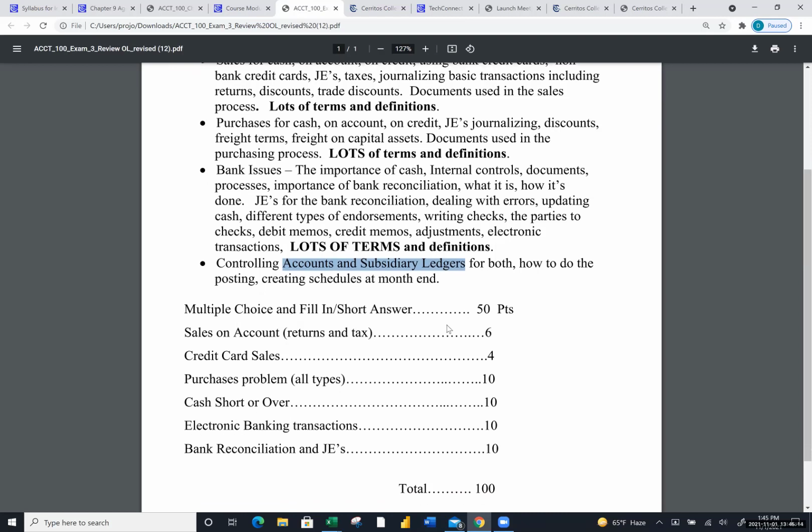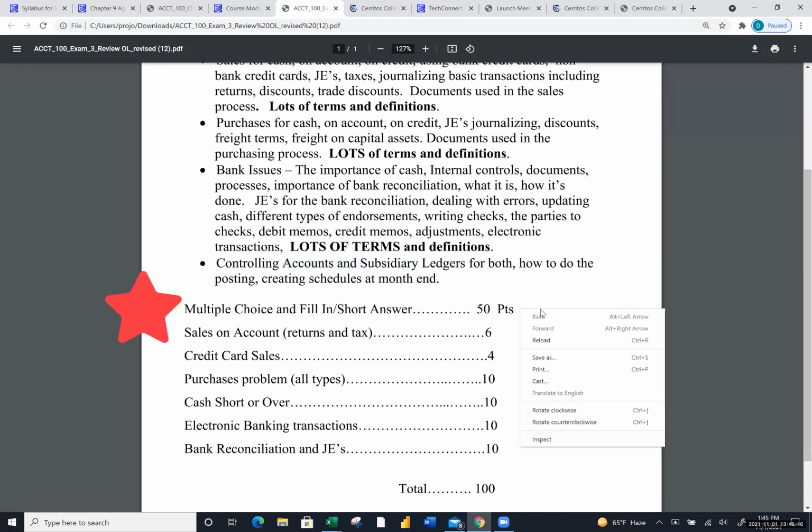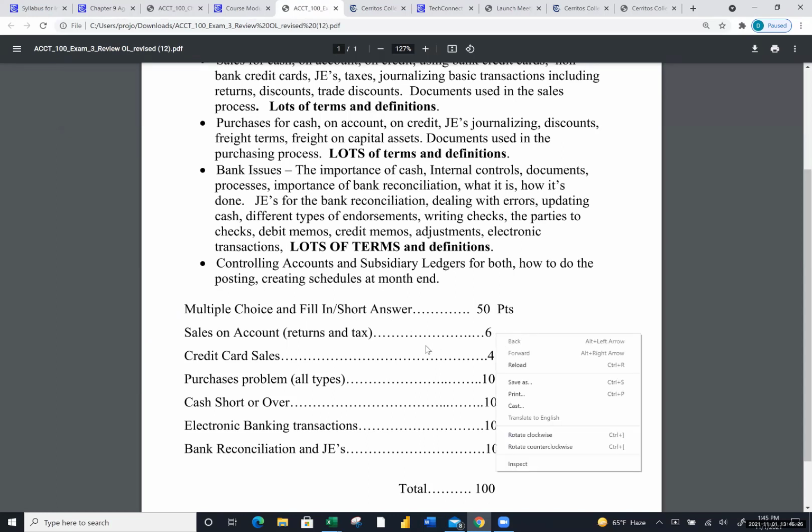And here's what your test is going to look like. 50 points worth of multiple choice and short fill-ins. And the other 50 points are small problems, right? So one is a sale on account. Another couple are credit card sales, both bank, non-bank. So there's 10 points on the selling side of the house. There's 10 points on the buying side of the house. Those will be journal entries.